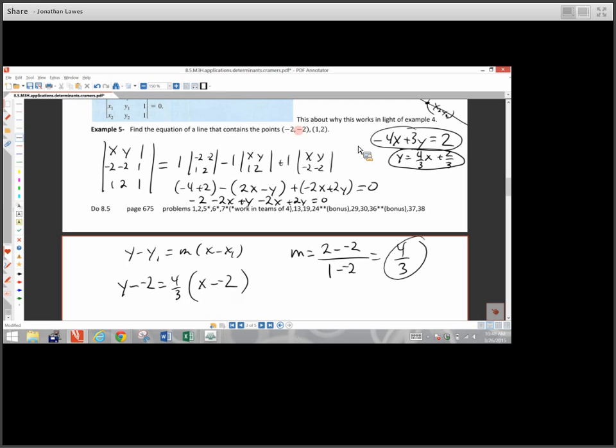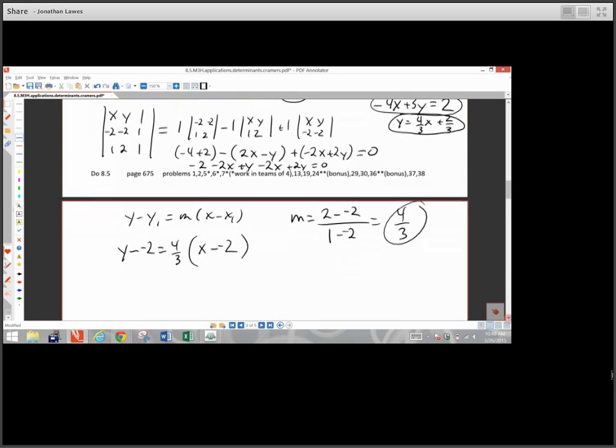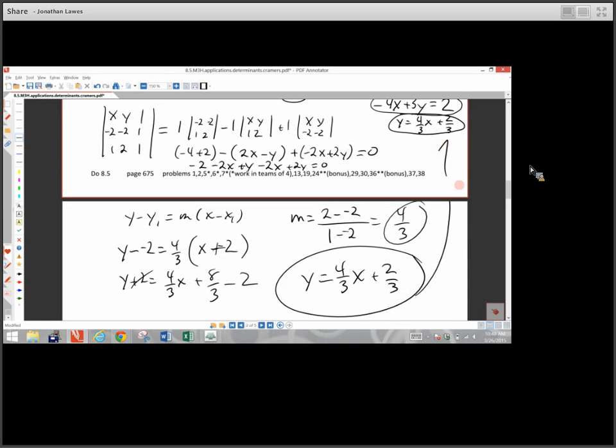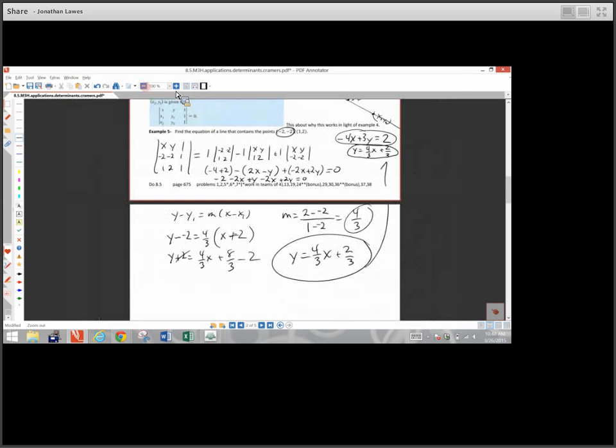So I plugged in the first xy pair and I found the slope and all that sort of stuff. Now I just need to see what I end up with if I simplify this. So this is going to be y plus 2, this is going to be 4/3 x, this is going to be a +2, so I'm going to get +8/3. Is everybody okay there? And then I'm going to subtract 2. So this is going to be y equals 4/3 x. And if I subtract 2, that would be 6/3, right? 8/3 minus 6/3 is 2/3, and lo and behold, it's exactly the same thing. Okay? Any questions?